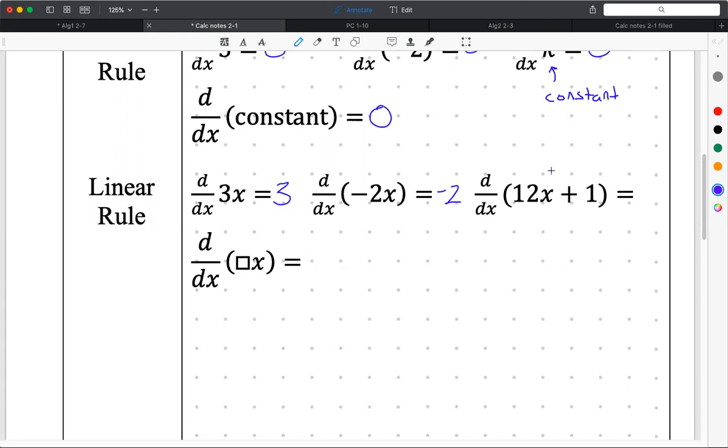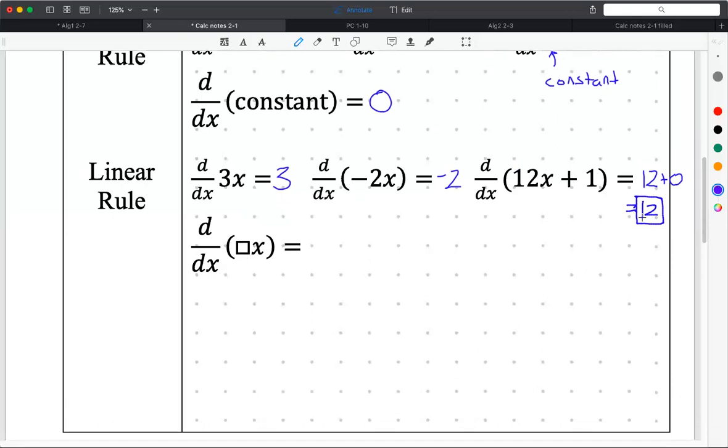The derivative of 12x plus 1 with respect to x. Perfect. All right. And you can do this one or you can give it to someone else. What is that? Is it 12? It is 12. Technically, it's 12 plus 0 because the derivative of 12x with respect to x is 12 and the derivative of 1 with respect to x is 0. But yeah, just 12. And I'll box that 12. All right, and our general formula, the derivative of something x with respect to x is that something.